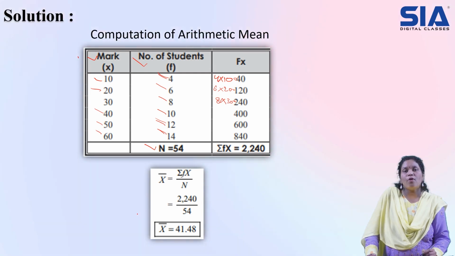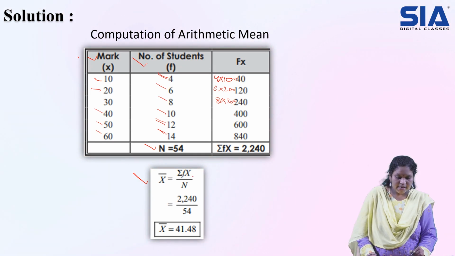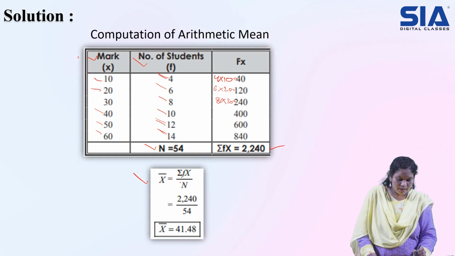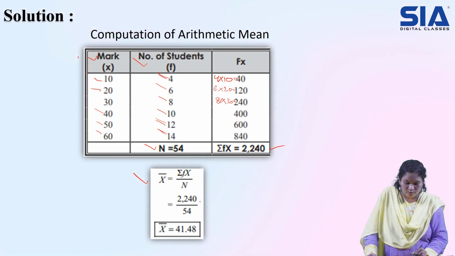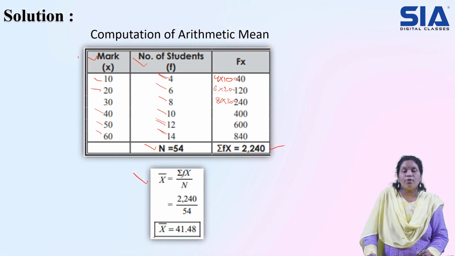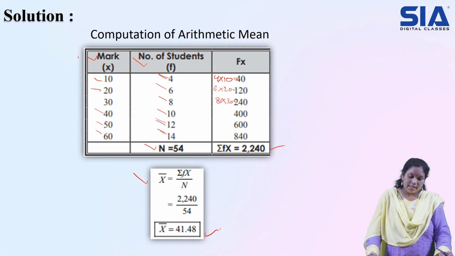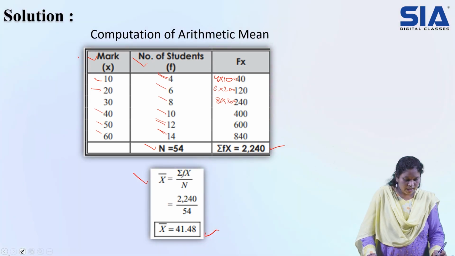Now let us go for the formula, the mean for discrete data. X bar is equal to summation fx by N. Summation fx, just now we found 2240, substitute over there, divided by capital N, which you got as 54. You divide here, 2240 divided by 54, you'll get x bar is equal to 41.48. So that is your final answer, the arithmetic mean for discrete data. So this is how you calculate the arithmetic mean for discrete data.